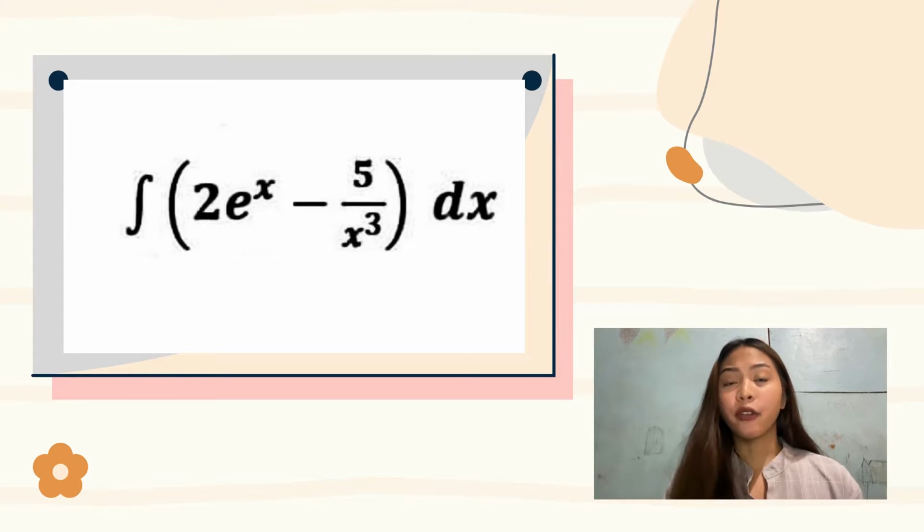Vergara. For integral calculus, let us have this one example. Students, find the integral of the equation 2e^x minus 5 over x cubed. Quite tricky, isn't it? We have here Miss Malinaw, Mr. Vergara, and Miss Ortiz to solve for its antiderivative.